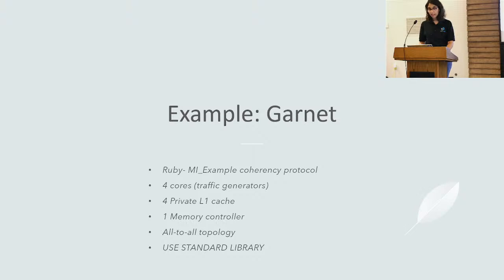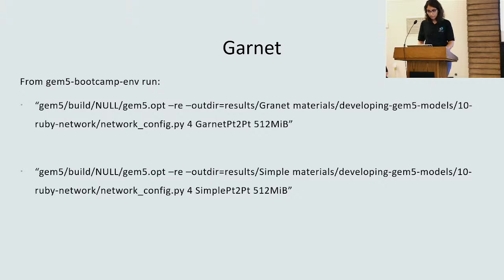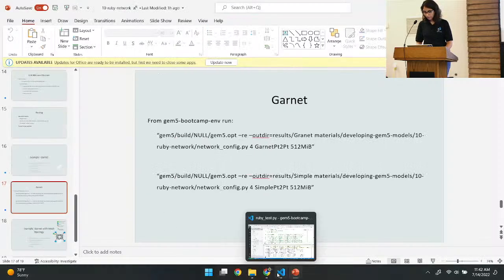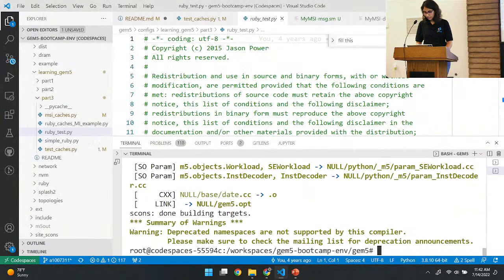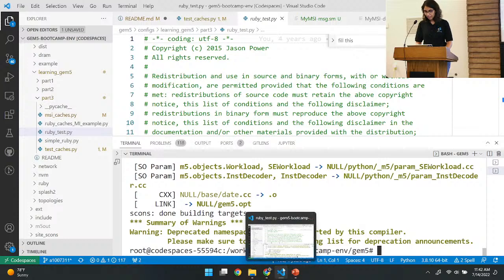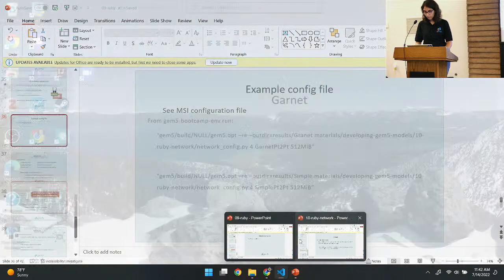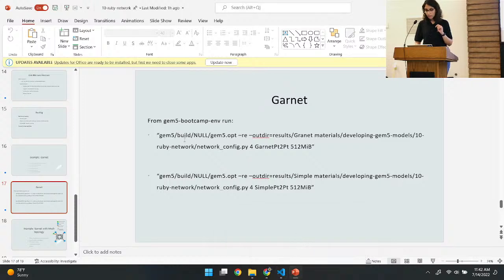And hopefully, by now, our basic binary has been built. The other thing we want to do is that at the end of this, we want to be able to see the statistics from both Garnet and Simple and compare them to each other, and see why we sometimes want to use Garnet over the simple network, so that we get more information about our system. Okay. Oh, yes, it's built. Yay, perfect. Let me go through the code first, and then we can run this and see how it's going.